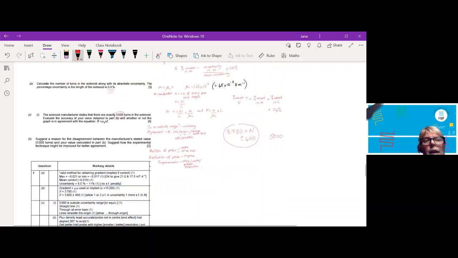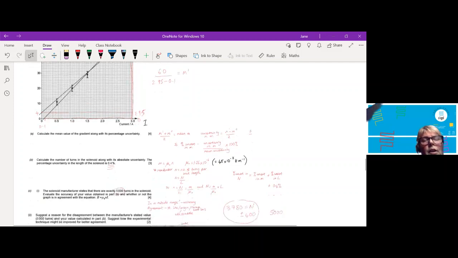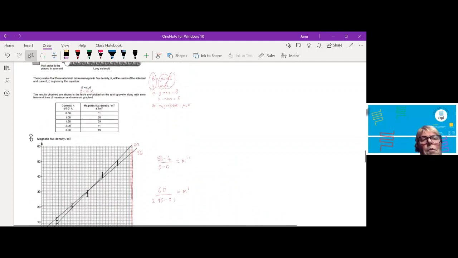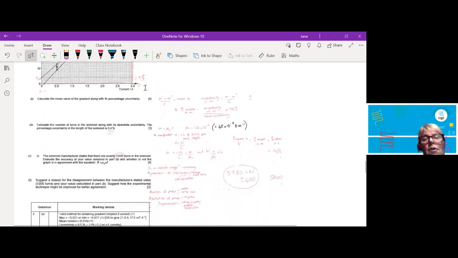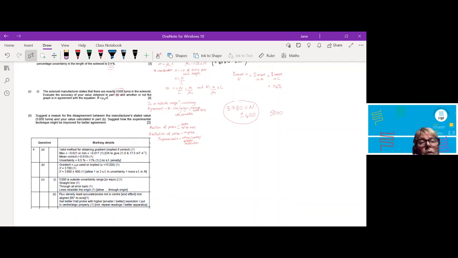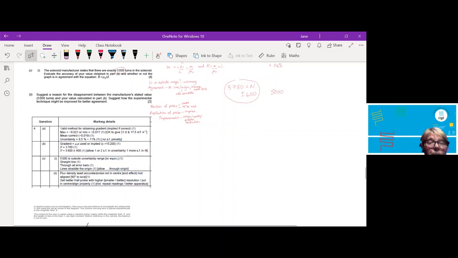But equally, you could look at the graph and say, well, the straight lines are going through all of the error bars, and the straight lines are straddling the origin. So in that sense, you have got this relationship B is proportional to mu naught N i. There is agreement. So to one extent, it's not accurate because it's not within range, but it is in agreement with the equation because they are straight lines. They do all pass through the error bars, and it does straddle the origin.